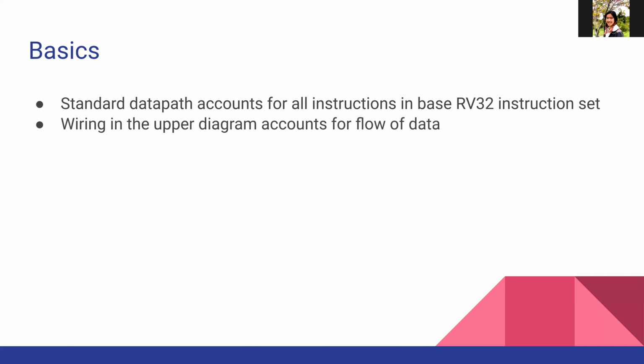So the wiring in the upper diagram that we saw earlier accounts for the flow of data. The direction that the arrows point is like it starts from the end without the arrow and then goes towards the arrow. Sometimes you'll see it going to other parts of the data path. Sometimes you'll see it pointing towards the control logic.